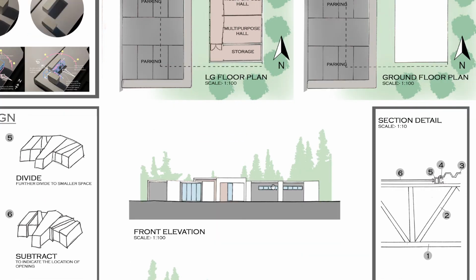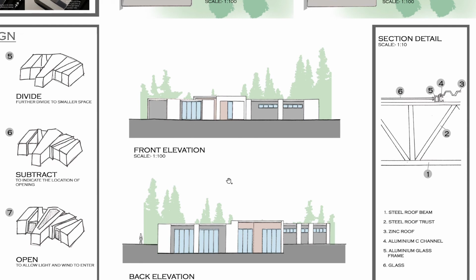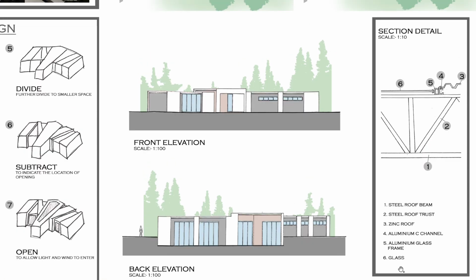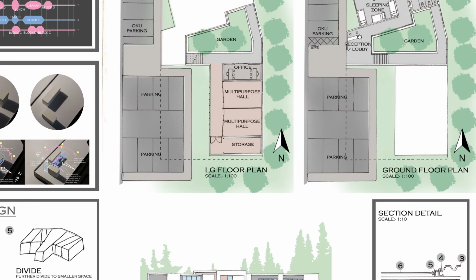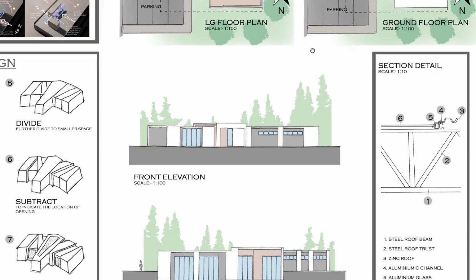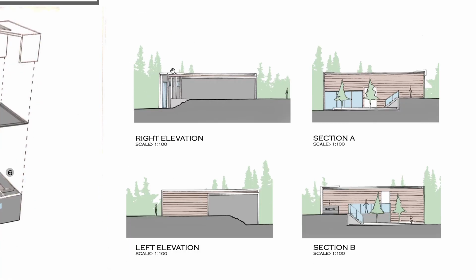This will be my front elevation, this will be my back elevation, and this will be a sectional detail of the roofing on top of the side here. On the roof plan you see the glass roofing. And then this will be my right elevation, this will be my left elevation, this will be my section, and there will be two sections.